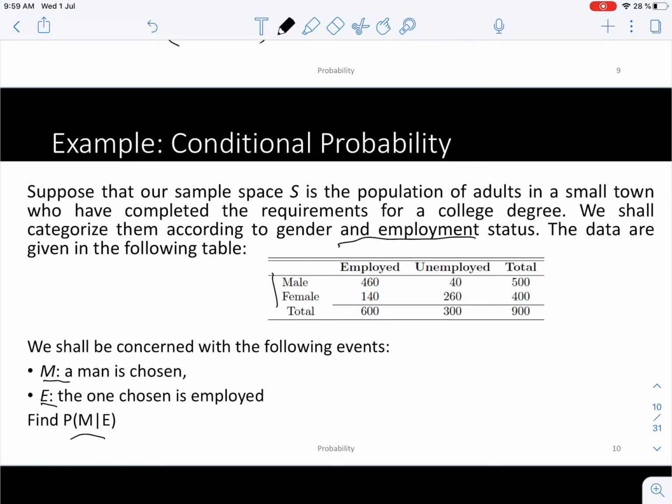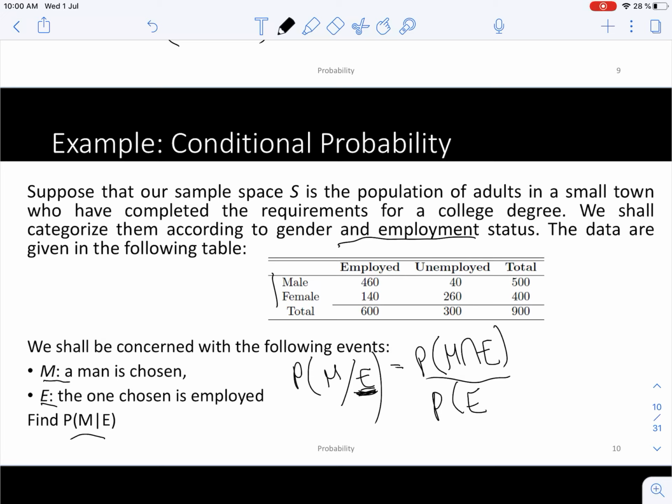And then we are asked to find the probability that a man is chosen given that the person is employed. That's the question here, right? A man is chosen given that the person is employed. So if we use the equation, that will be the probability of M intersection E, the 2 events happening at the same time, divided by the probability of the previous event, the event that is known. So the person is employed.